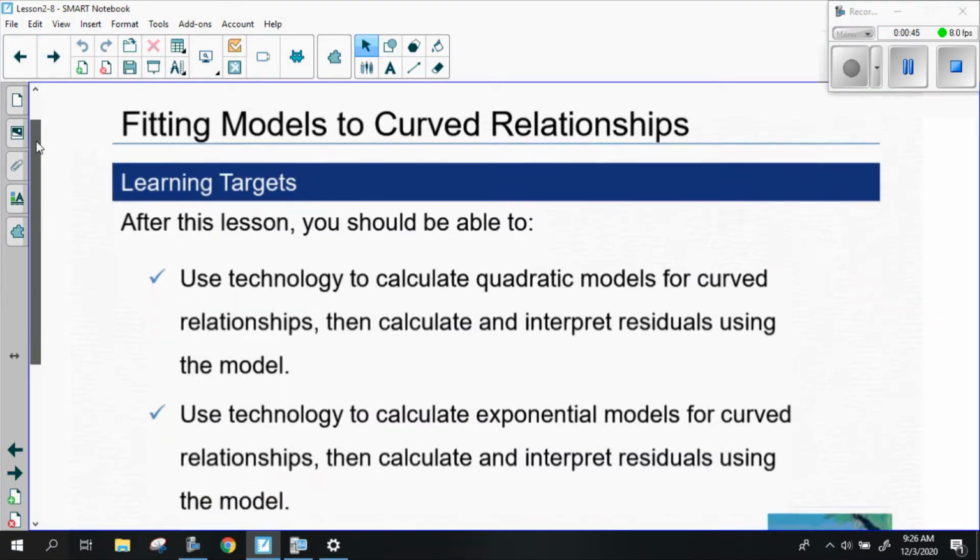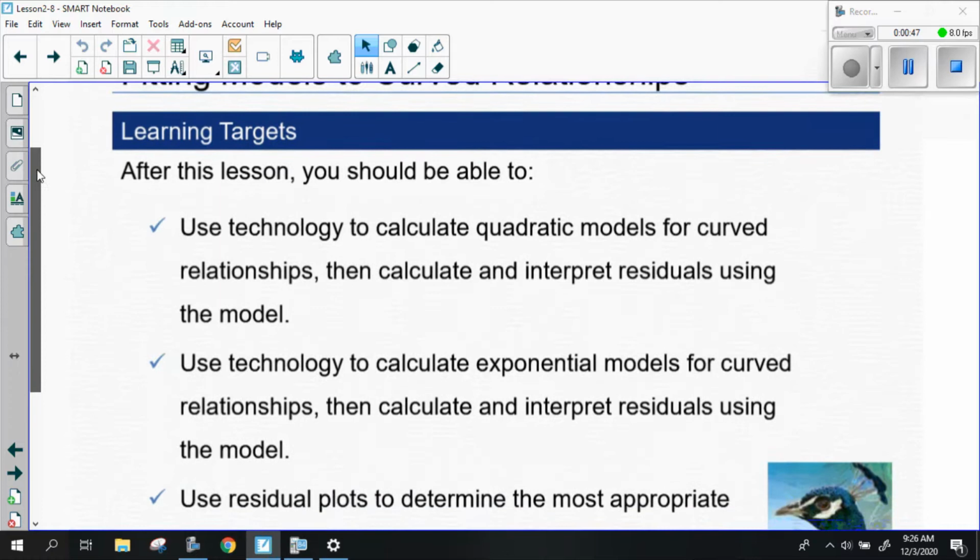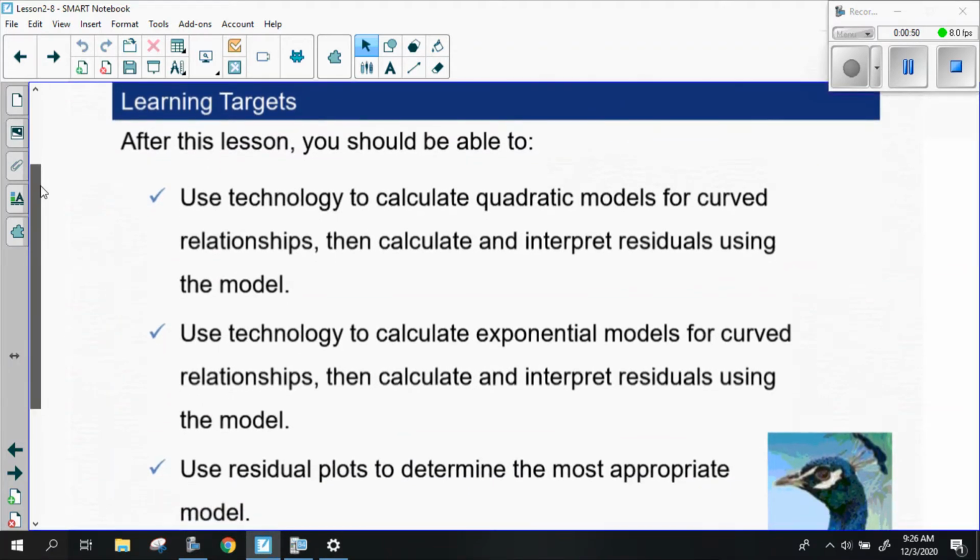So these are the things we're going to do today. We're just going to get through some basic definitions, and then we're going to get right to work on showing you how to use your technology to create these models. So let's get right into it.